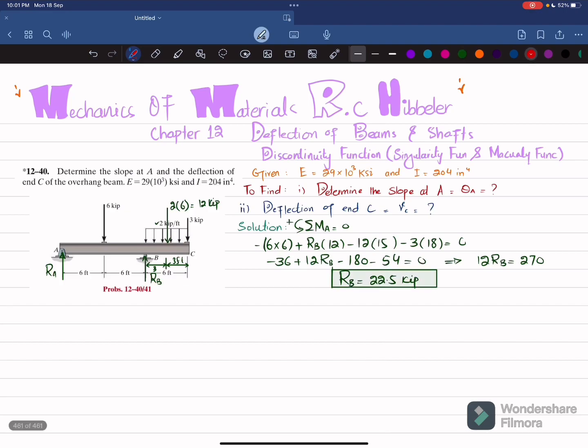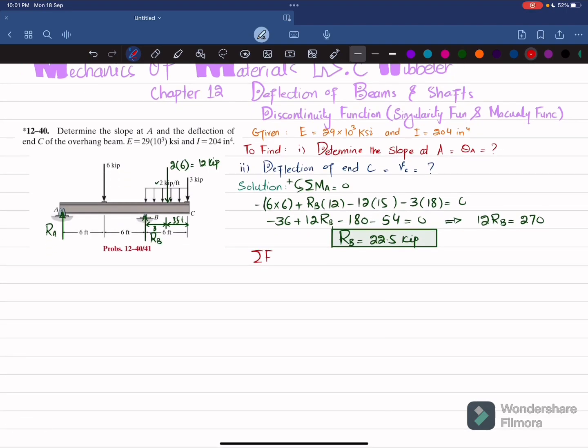Now we will find Ra by using the equation of equilibrium, that the sum of all forces along the y direction must be equal to 0, and upward force is taken as positive. So Ra is upward, so I will write Ra, this is minus because it is downward, so minus 6 plus Rb, which is upward, and that is 22.5, minus this 12 kips load, and minus 3 will be equal to 0. So from here you will get Ra will be equal to 1.5 kip.